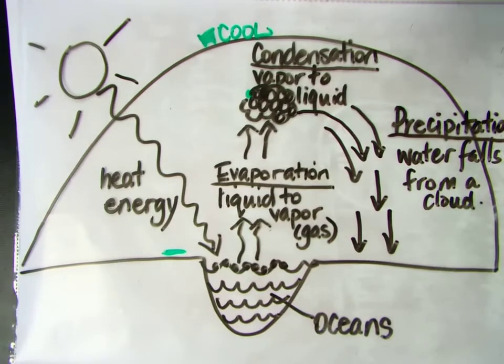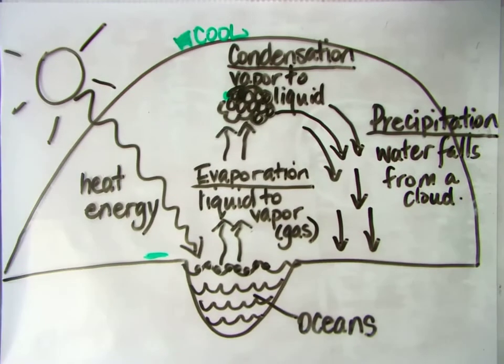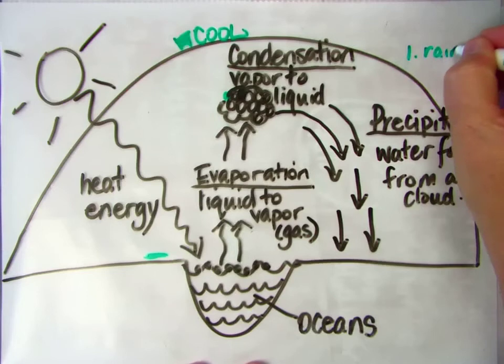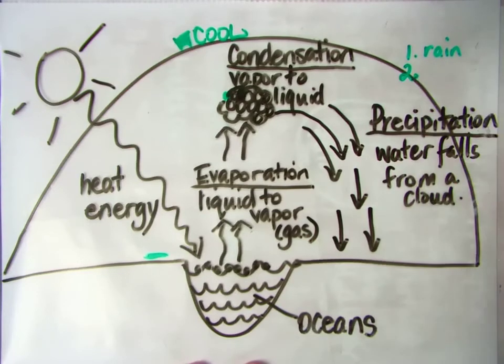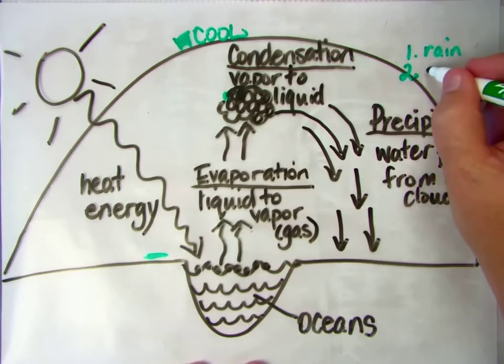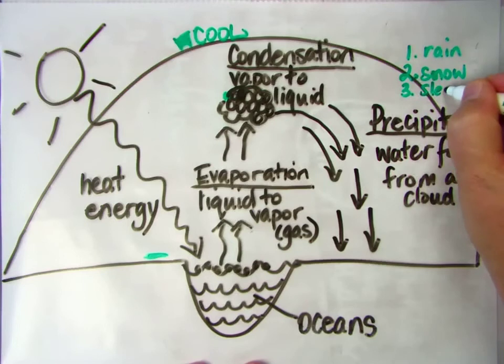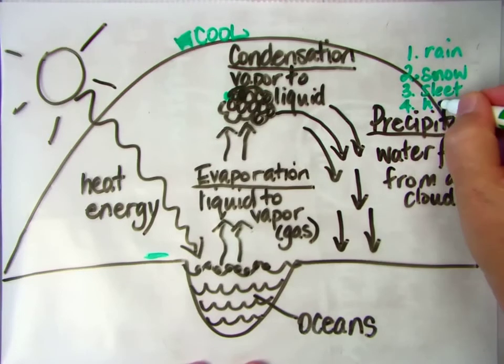Now, precipitation can take four forms, actually. It can be water when it comes down. So when water falls from the sky, it falls as rain. We can have frozen water, which turns into a snowflake, so we can have snow. We can have half rain, half snow, which is sleet. Or we can have solid pieces of ice, which is called hail.